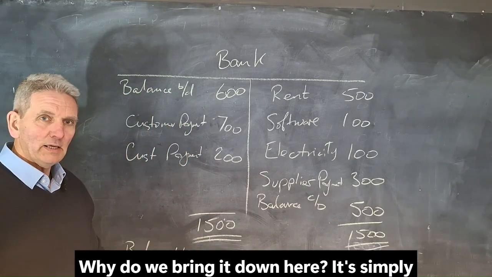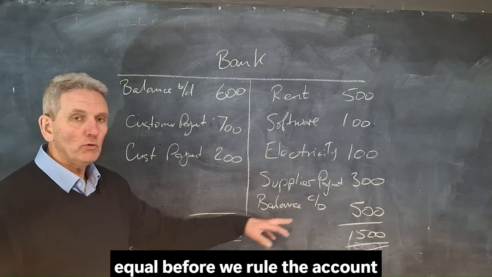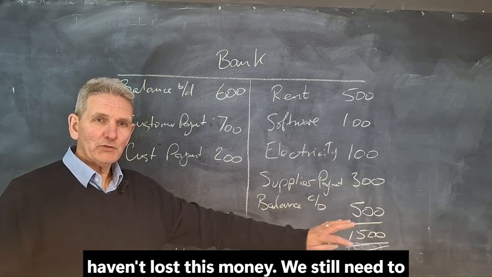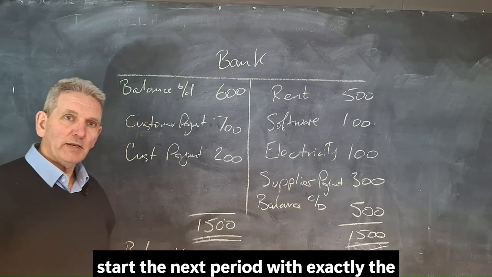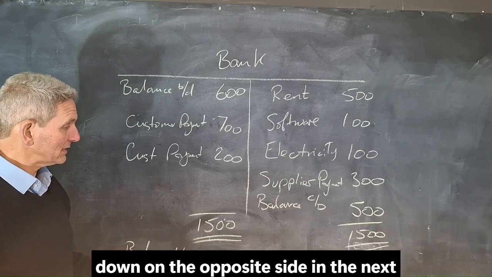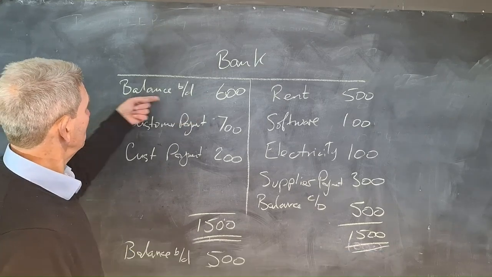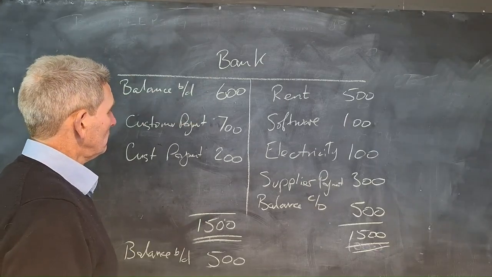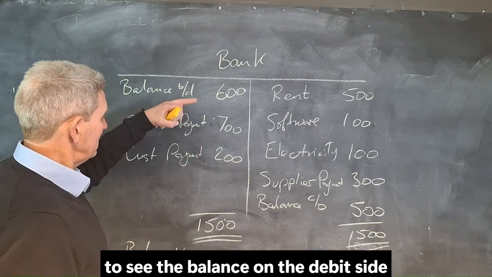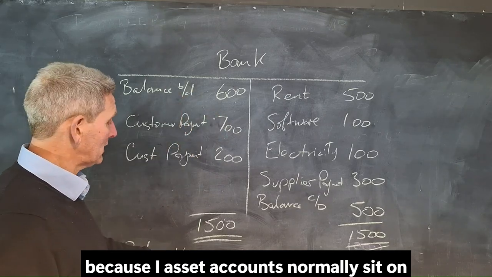Why do we bring it down here? It's simply the number needed to make both sides equal before we rule the account off. Once we've ruled this account off, we haven't lost this money. We still need to start the next period with exactly the same balance. So that's why we bring it down on the opposite side. In the next period, this figure will appear here. The bank's an asset account, so we expect to see the balance on the debit side because asset accounts normally sit on the debit side.